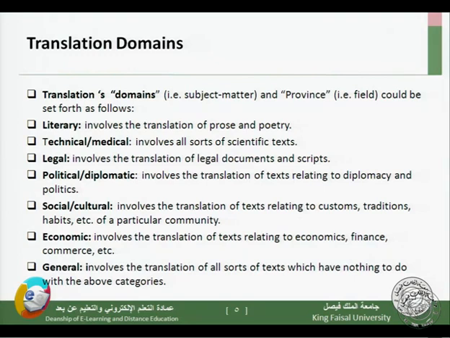Then we have something called general domain. A general domain involves the translation of all sorts of text, which have nothing to do with the above categories. Cooking, I don't know. So I leave it to you. Any text which does not belong to the categories I have mentioned here, then you can say general domain.